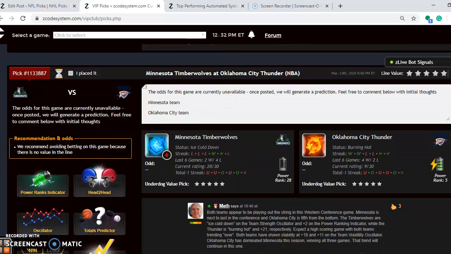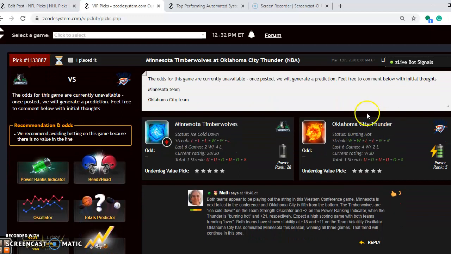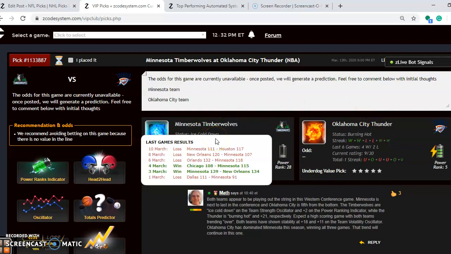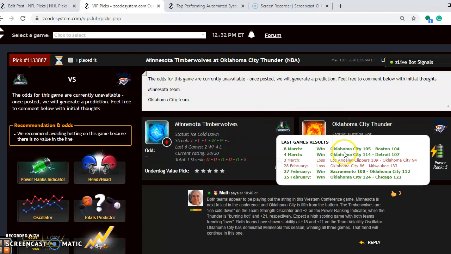Scrolling down through here, we will take a look at Minnesota Timberwolves at the Oklahoma City Thunder. We see that the teams are trending in opposite directions. Minnesota is ice cold, having lost their last three. Oklahoma City is burning hot. They have won their last two and four out of their last six.